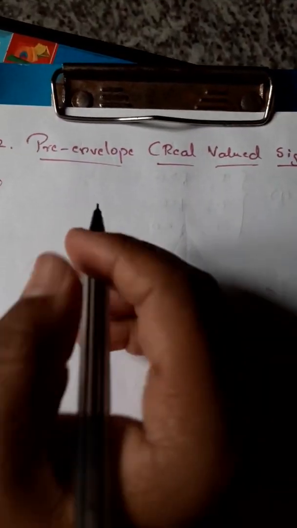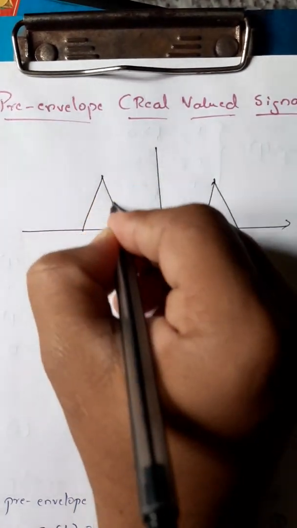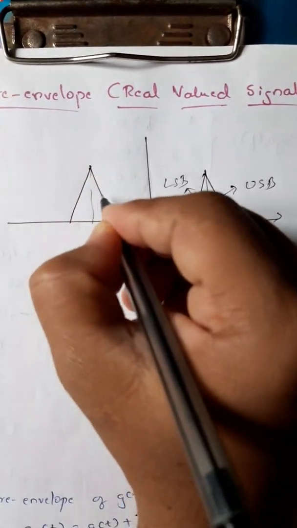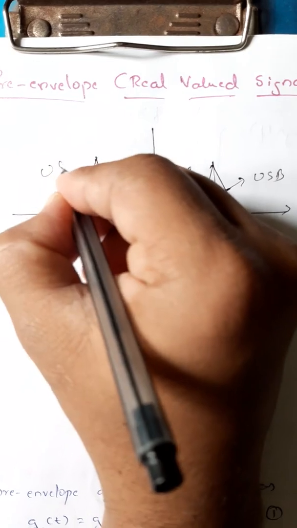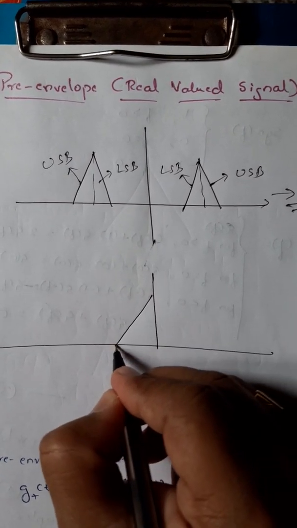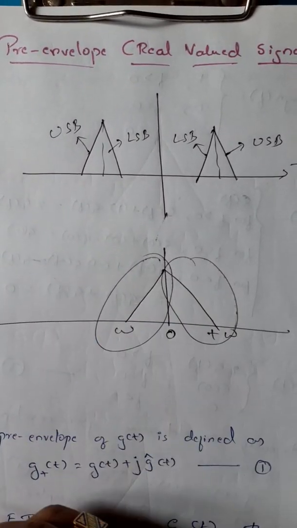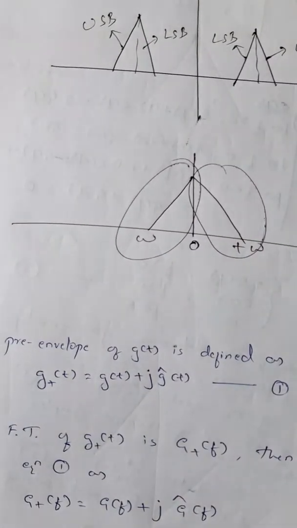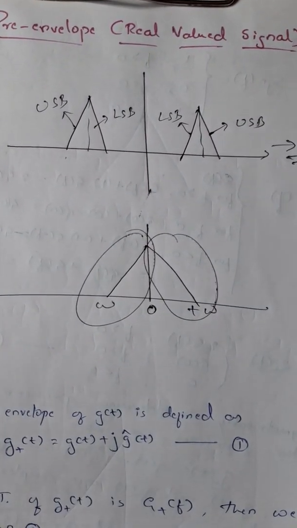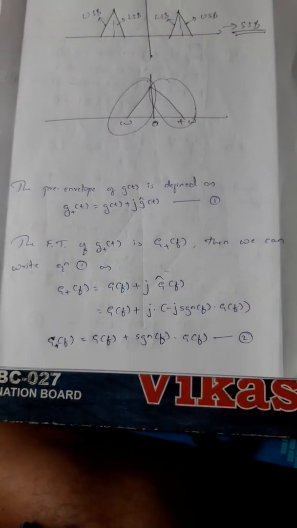So what I told, what if I want only one of the side bands? I'll just write it here. So upper side band and lower side band. Similarly, this is lower side band and this one is upper side band. This already seen in the SSB modulation. And what if I want only the positive frequencies or only the negative frequencies? Then I'm going to go for the pre-envelope concept, and again, we are going to take the help of Hilbert transform in this concept. So let me start this.